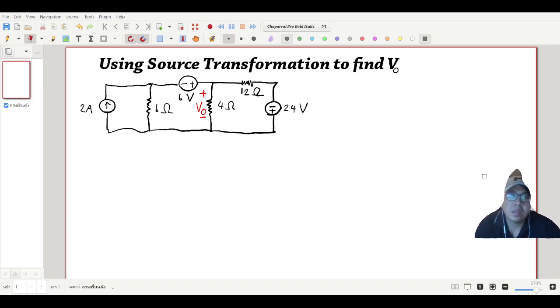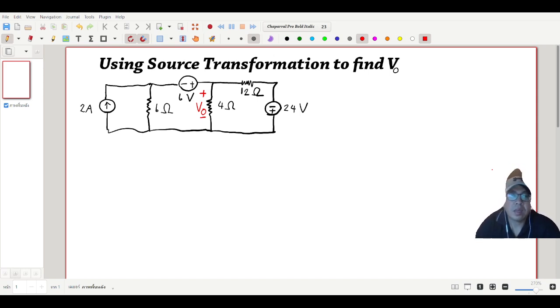Today we will learn the basic electric method of analysis. The problem is using source transformation to find VO. We can observe that VO is here, across the 4 ohm resistor.